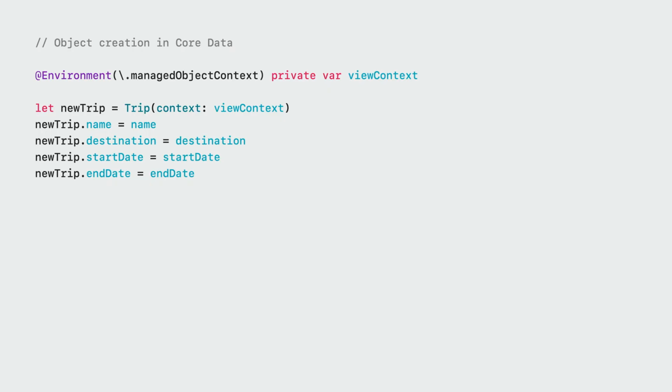My SwiftData persistent stack for Sample Trips is now set up, but there are a couple more changes that need to happen. I'm first going to demonstrate how object creation works. Previously, in Core Data, creating a new trip would resemble something like this. I would create an instance of Trip, passing in a managed object context before setting its attributes.